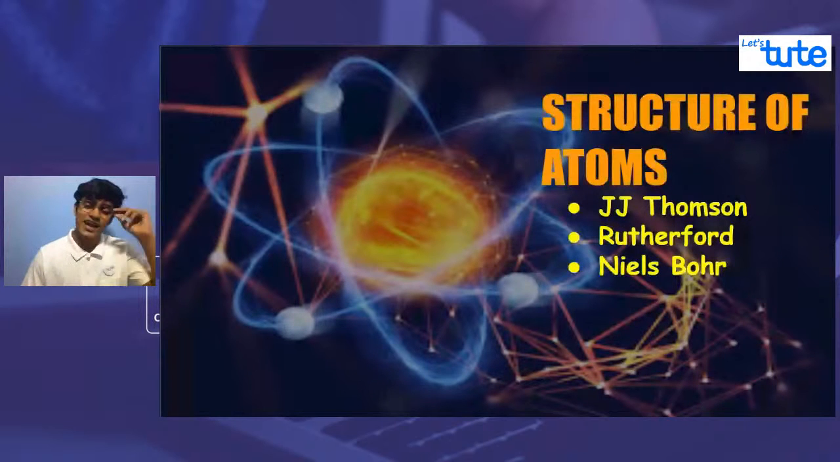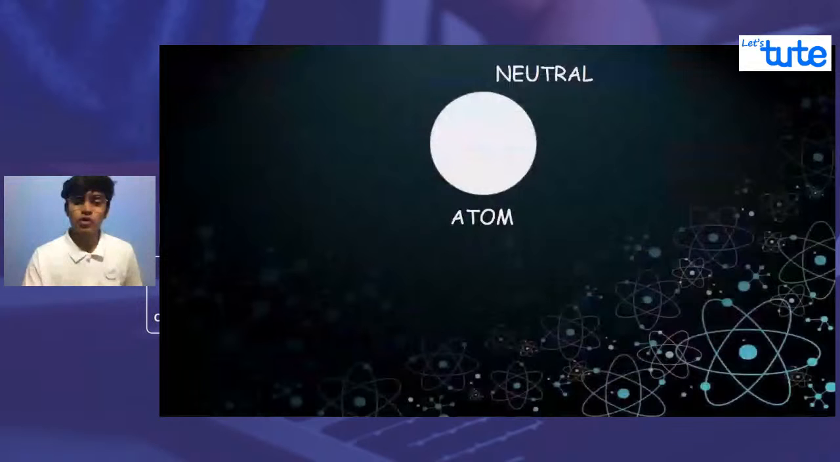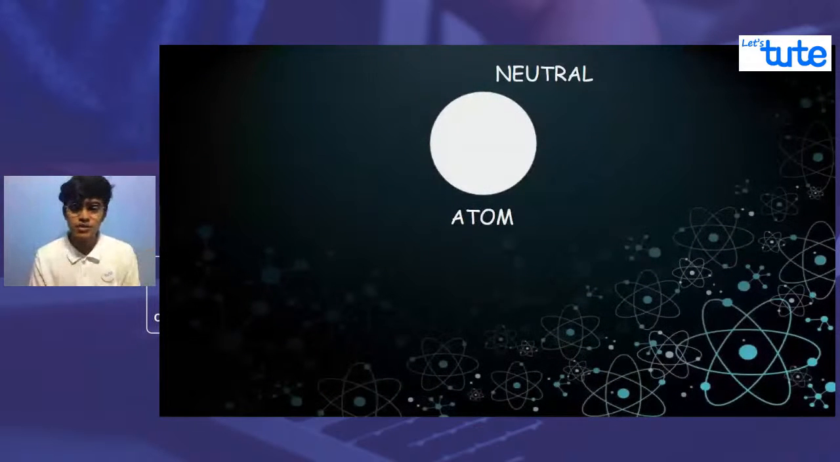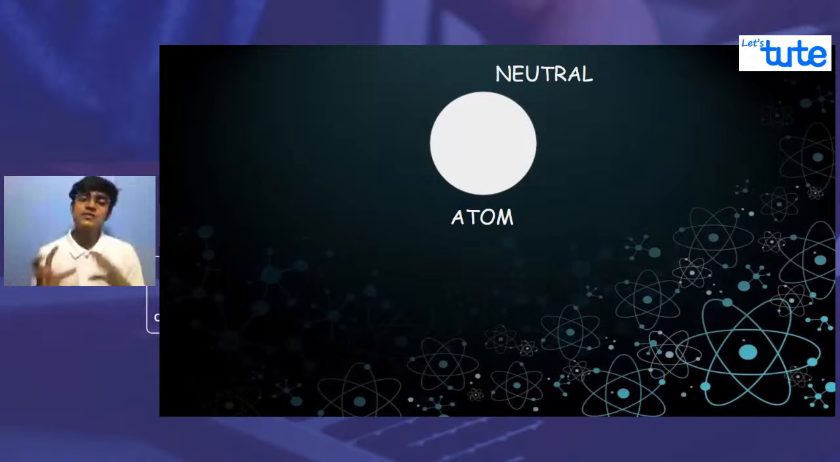So without wasting any time, let's quickly start with today's topic and try to understand what were the things which we covered last time. The first thing which we understood was that an atom is electrically neutral. For a long time, scientists used to believe that atoms are electrically neutral and there are no charges present in it.